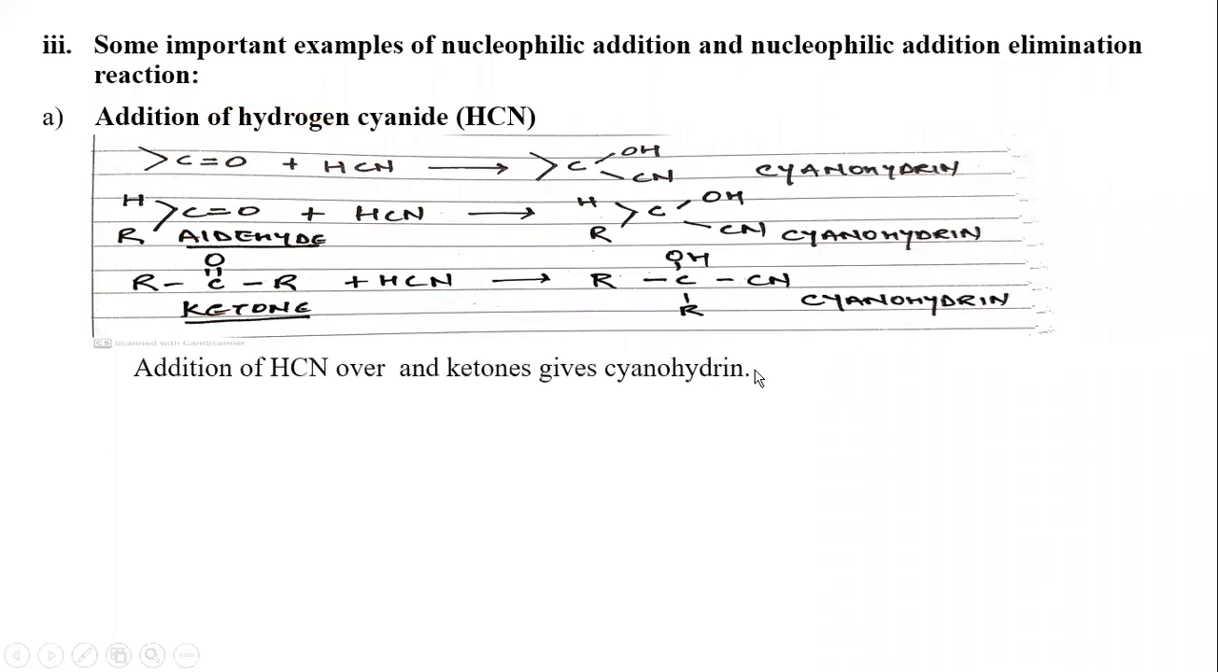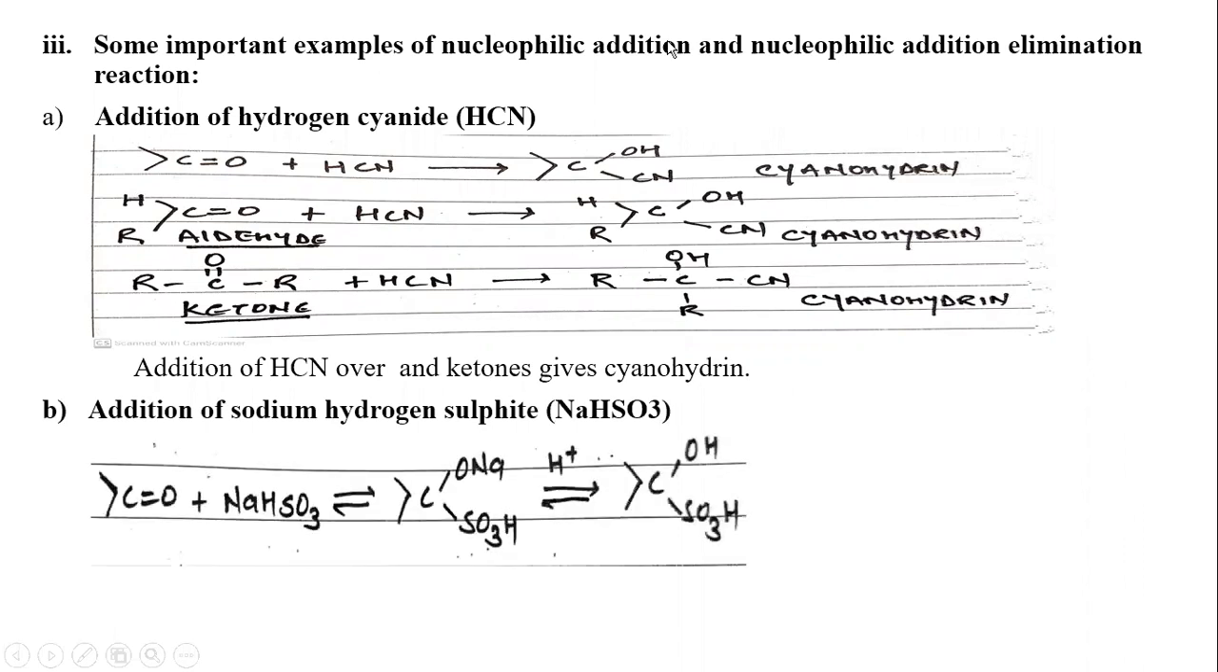Similarly, the addition of sodium hydrogen sulfite. When the carbonyl compound, that is aldehyde or ketone, reacts with sodium hydrogen sulfite, the negative part, that is hydrogen sulfite, goes to the carbon and the positive part, that is sodium, goes to oxygen, resulting in the formation of the addition product. After proton transfer, the hydrogen replaces the sodium and finally it gives the addition product.